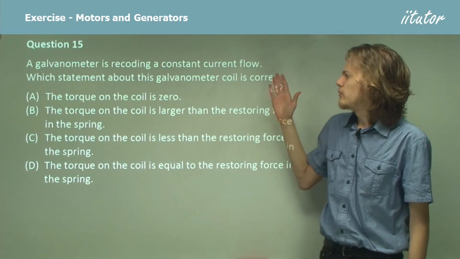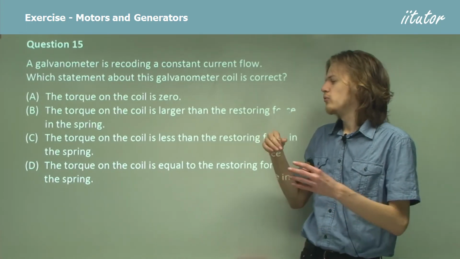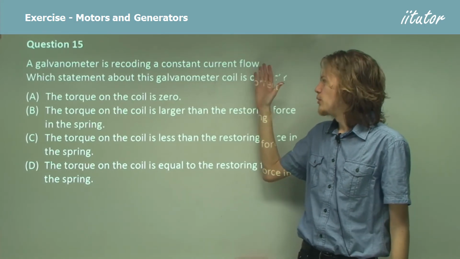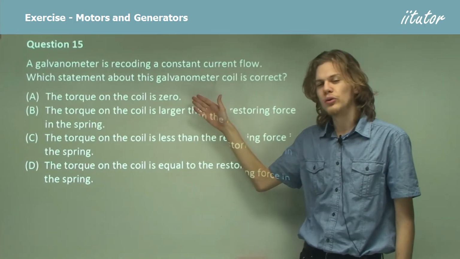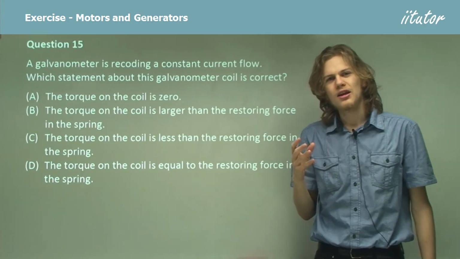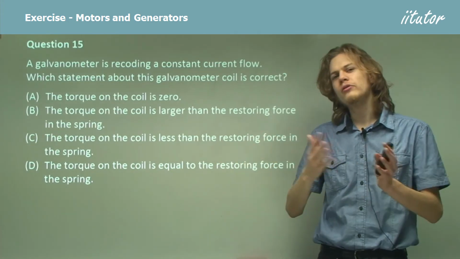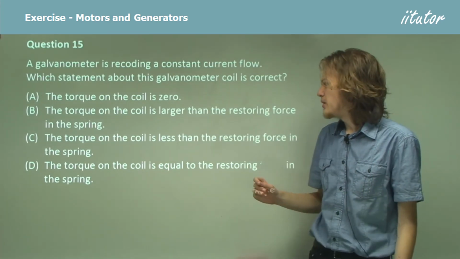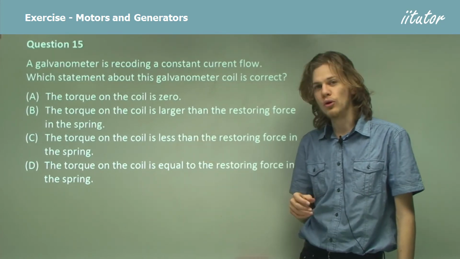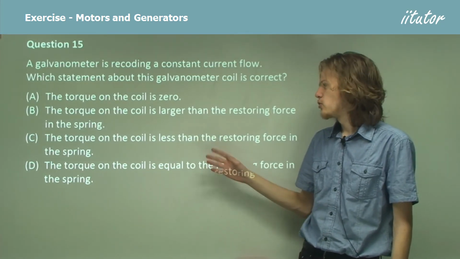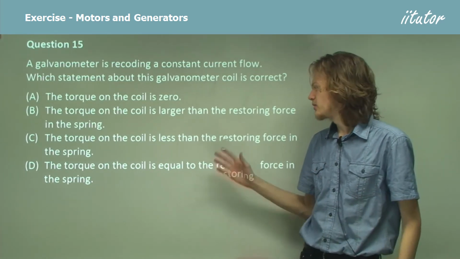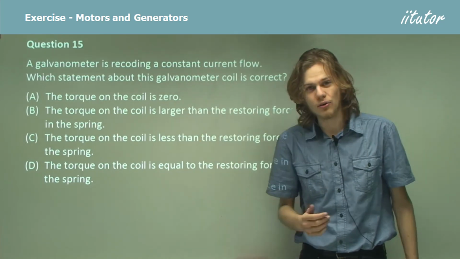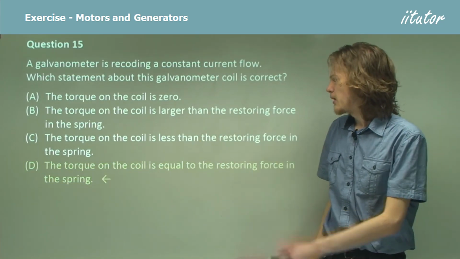So, the torque on the coil is 0 would be true if there was no current flowing. However, because there is a constant current flow, we know that there is torque, so it can't be A. Our question then is whether the coil is moving or not. If the coil is moving upwards, then that means that the torque on the coil is larger than the restoring force. If the coil is moving towards 0, that means the torque is less than the restoring force in the spring. But because it's not moving and it's recording a constant current flow, our only answer is D.